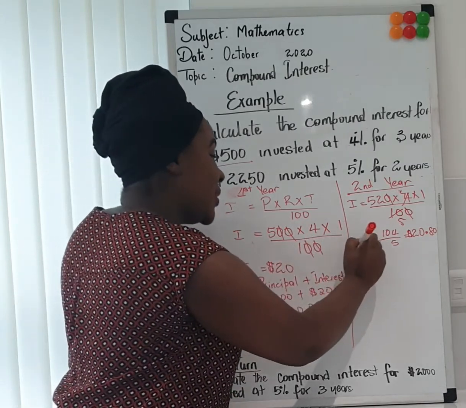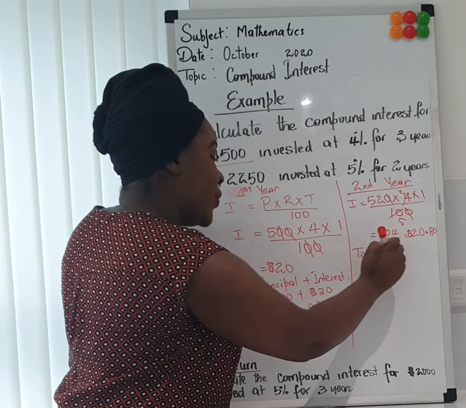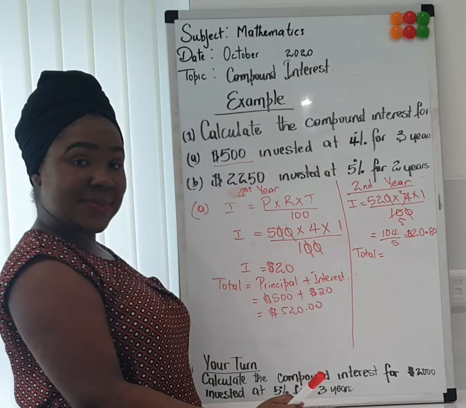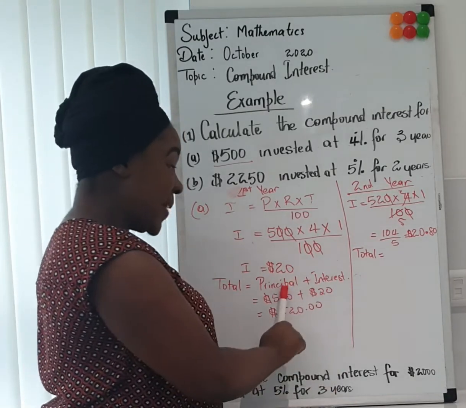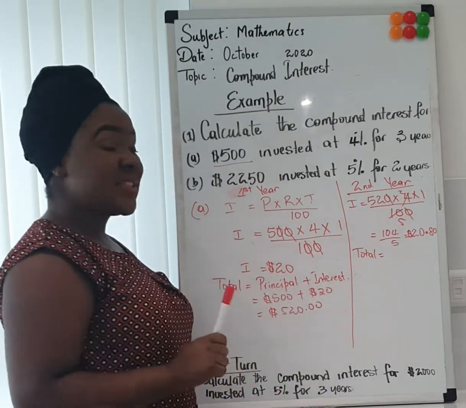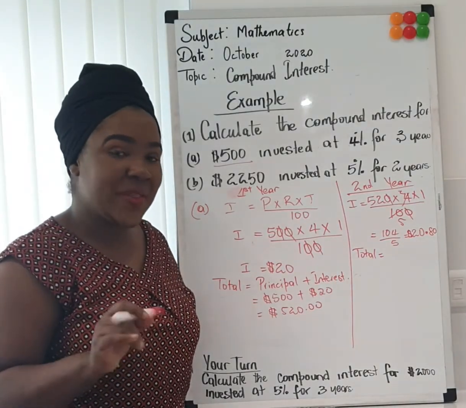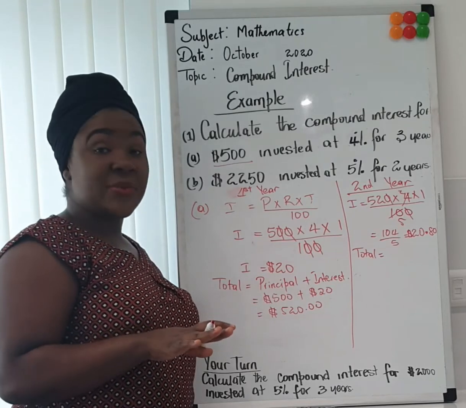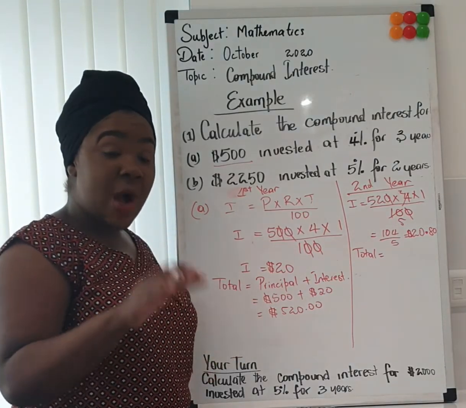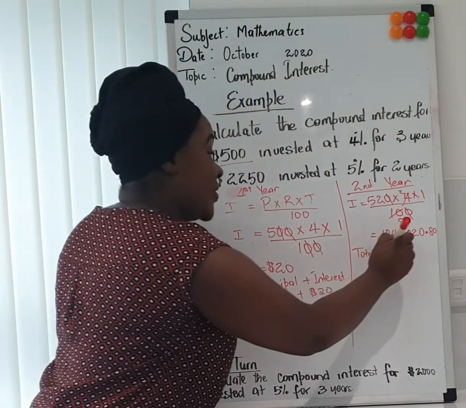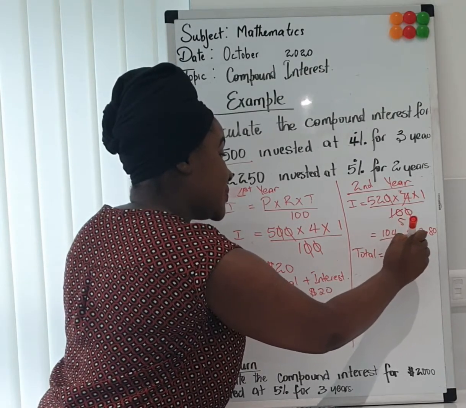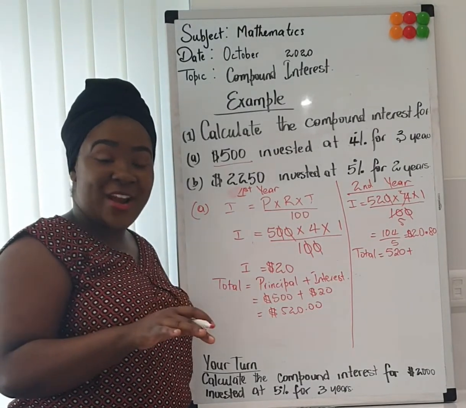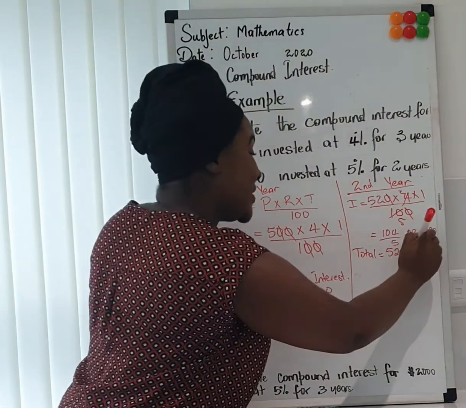So my total now would be my principal plus my interest. So what's the principal that I started second year with? Second year, no, not first year. First year I started with $500. Second year, how much money did I start with? $520. How much money did I gain as interest for second year? $20.80.